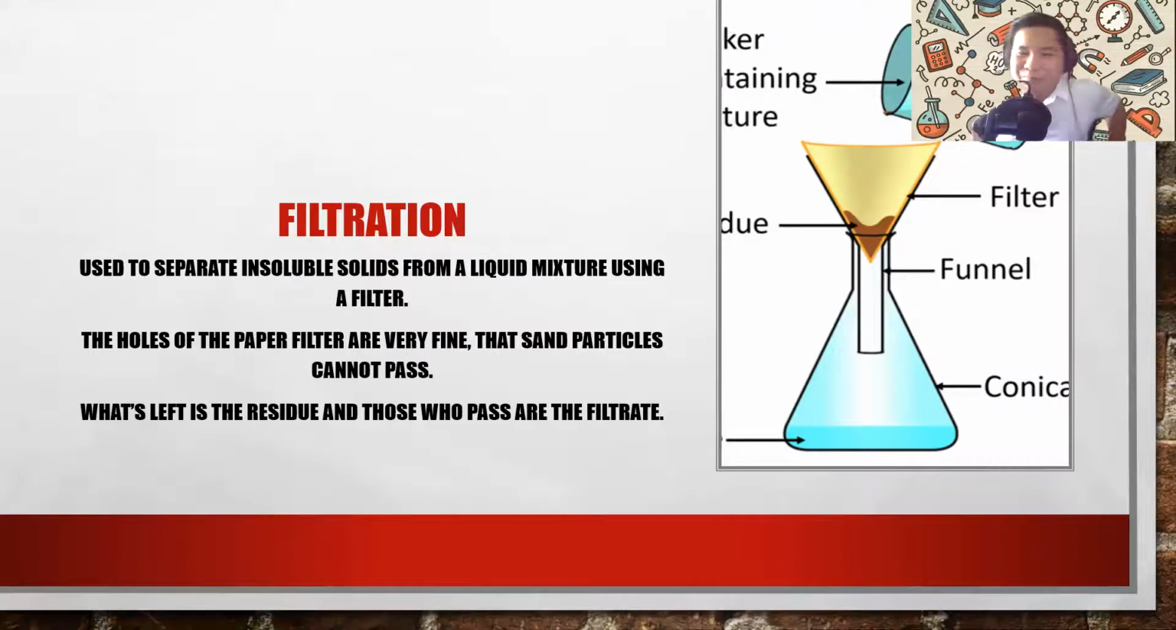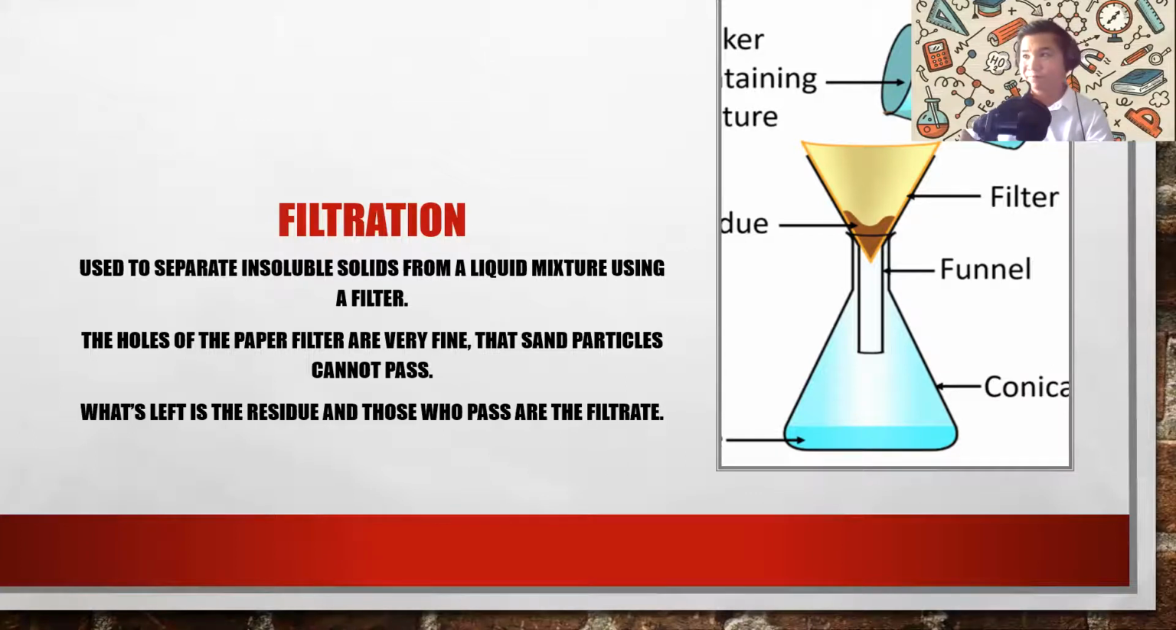Separation technique number 5, filtration. It's to separate insoluble solids from a liquid mixture using a filter. Now, the first one is to separate solid from liquid. It's the same thing here, except you need a filter because some things you cannot just decantate. When you try to decantate or to pour a mixture that has pure coffee, you just pour all of it. You pour the mixture, but if you want to separate it, you need to filter it out.